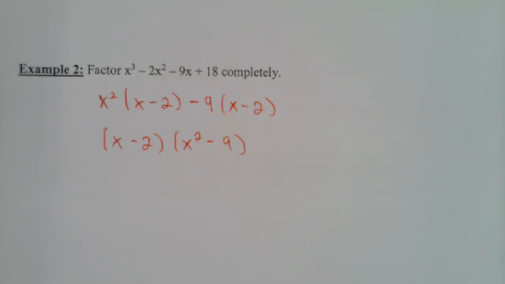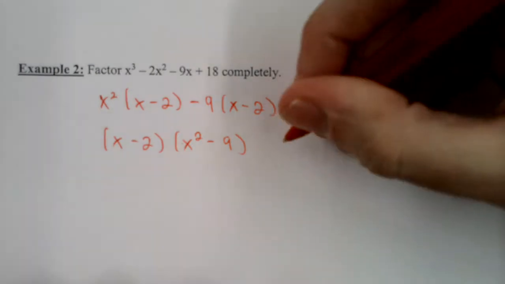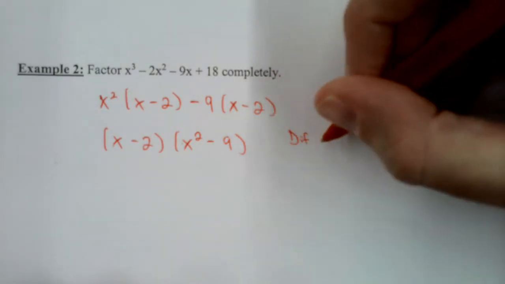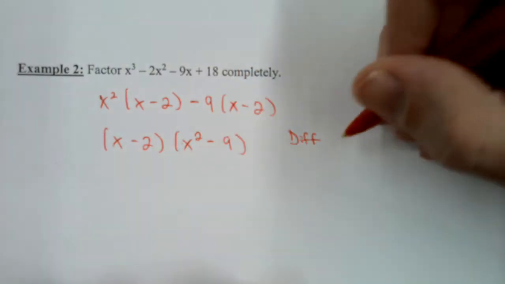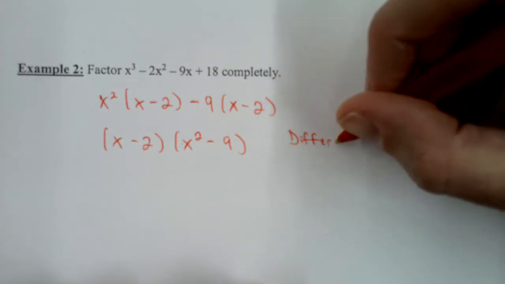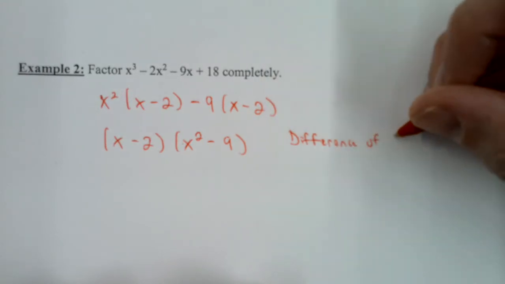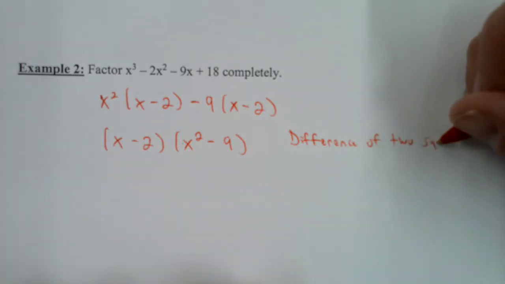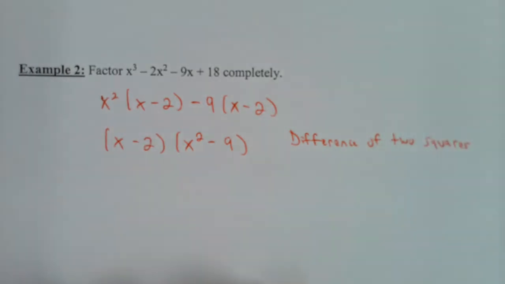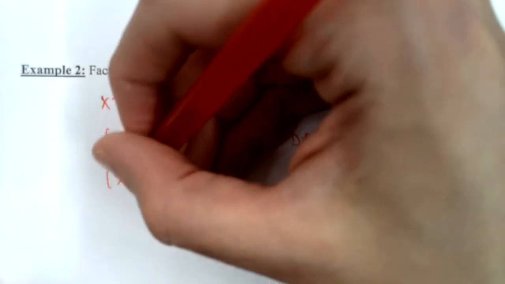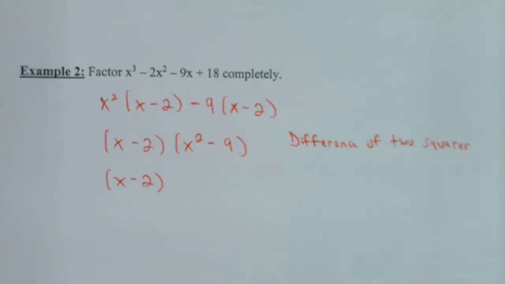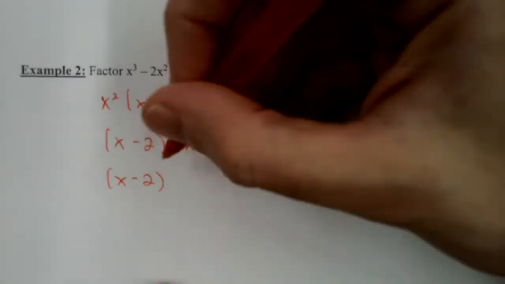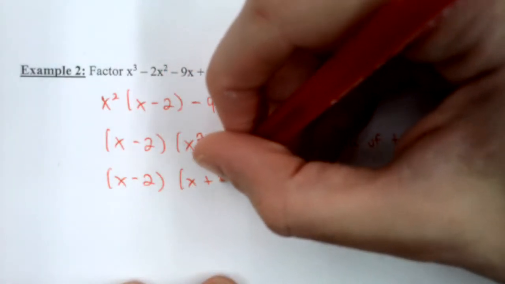And again, you don't always get the difference of two squares here, but now we do, okay? Since x squared can be thought of as x times x, and since 9 can be thought of as 3 times 3, it means I have the difference of two squares. That does not always happen, but it happened in example 1 and example 2. So I'm going to factor x squared minus 9 down to x plus 3 times x minus 3.